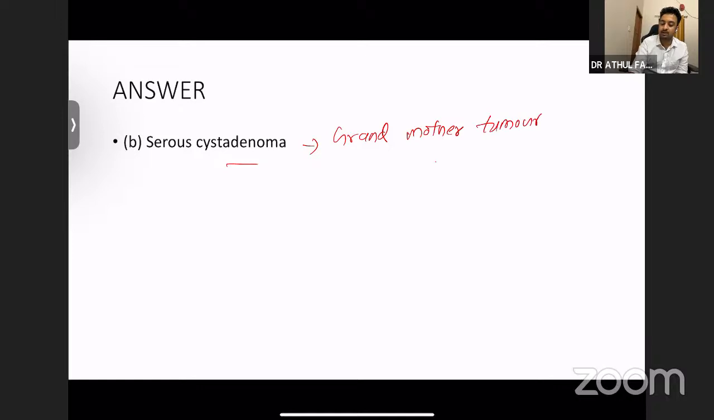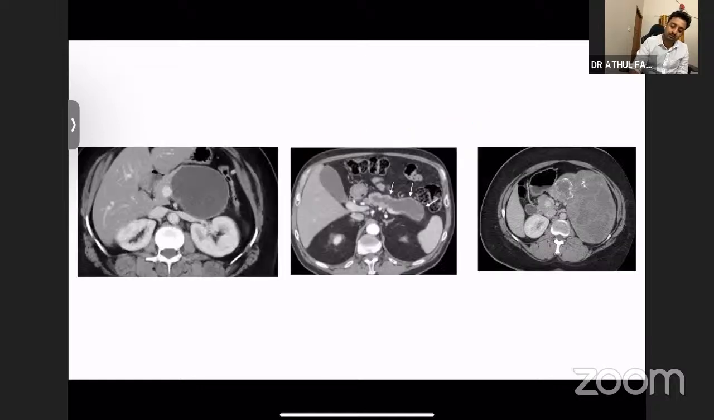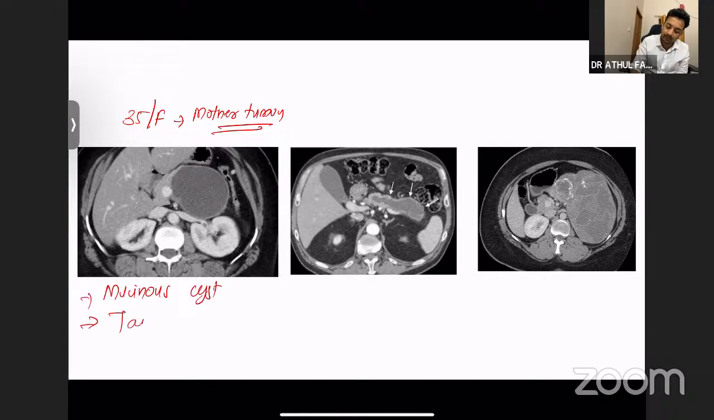So you should know about other tumors. This is a case of a 35-year-old female, mother tumor. This is mucinous cystadenoma, which is commonly seen in the region of body and tail of pancreas. See, it is filled with mucin, so you will be seeing a unilocular cyst. Sometimes there will be calcification, sometimes you can see ring-like calcifications. So this is how mucinous cystadenoma will be seen.